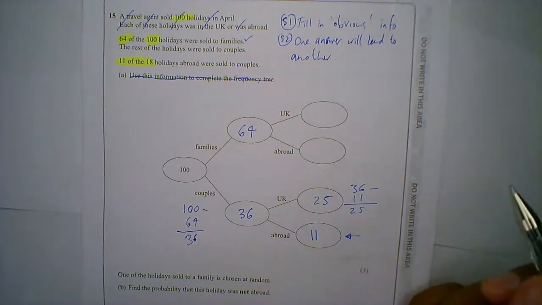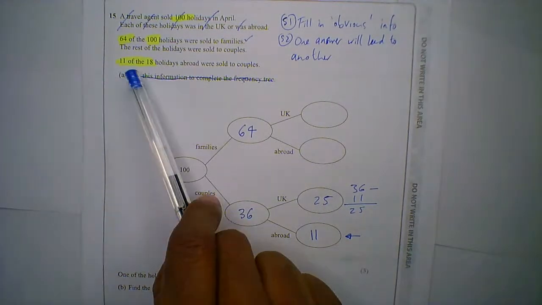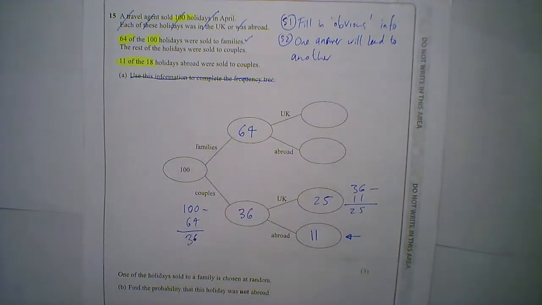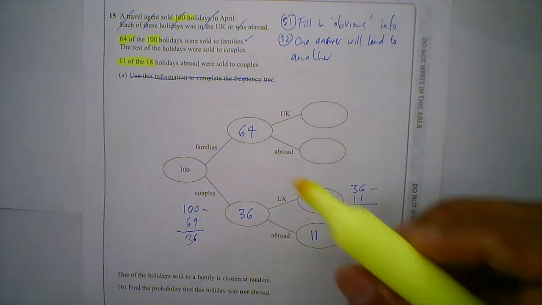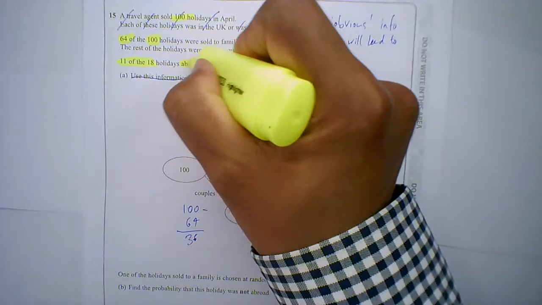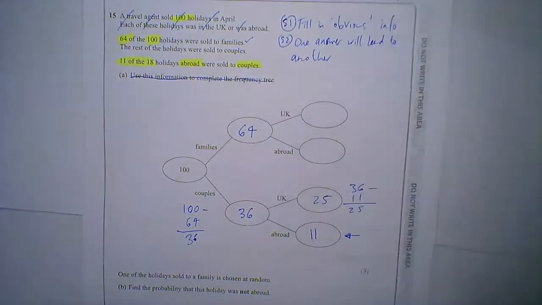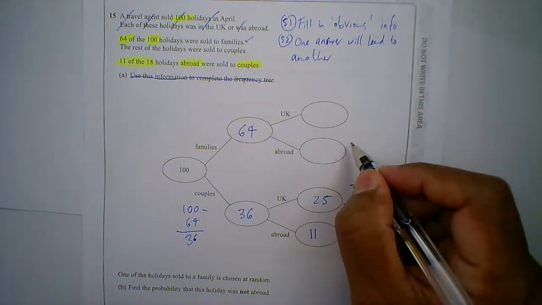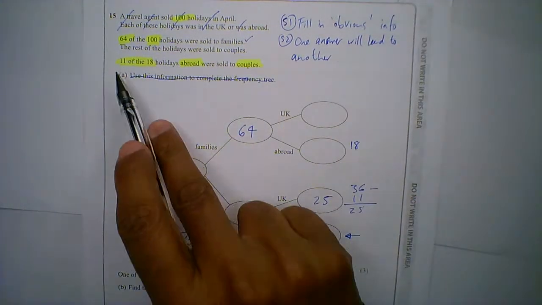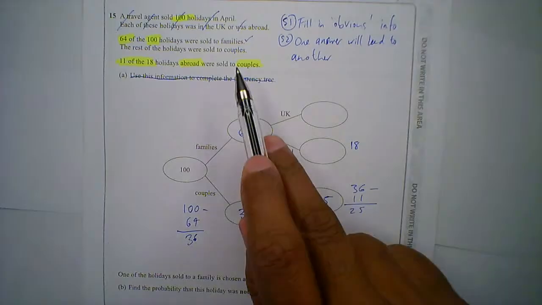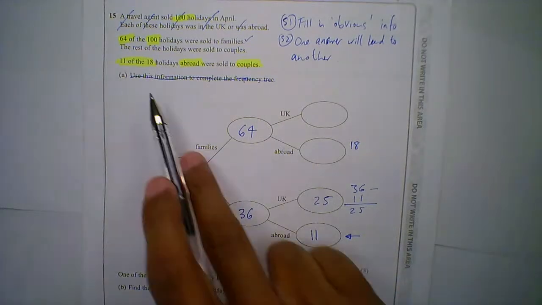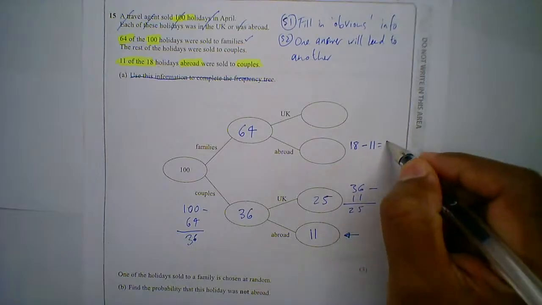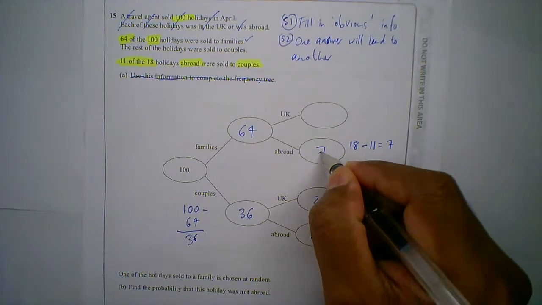And so now, 11 of the 18 holidays abroad. So this is abroad. This keyword is missing in my highlighting. So abroad and the couples where there is missing. So abroad is 18. 11 of them were to couples, which means 18 take away 11 is to families. That gives me 7. So this is 7.